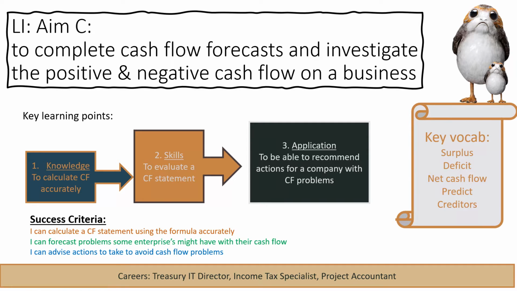The words we need to look at are surplus, that's in excess; deficit, which is when a company is in loss, it doesn't have the money; the net cash flow, which is the difference between inflows and outflows; predict, making sure that we know what a cash flow can do; and creditors, making sure that we've got that the right way round. The jobs at the bottom are all finance related. We've got Treasury, IT Director, Income Tax Specialist and Project Accountant.